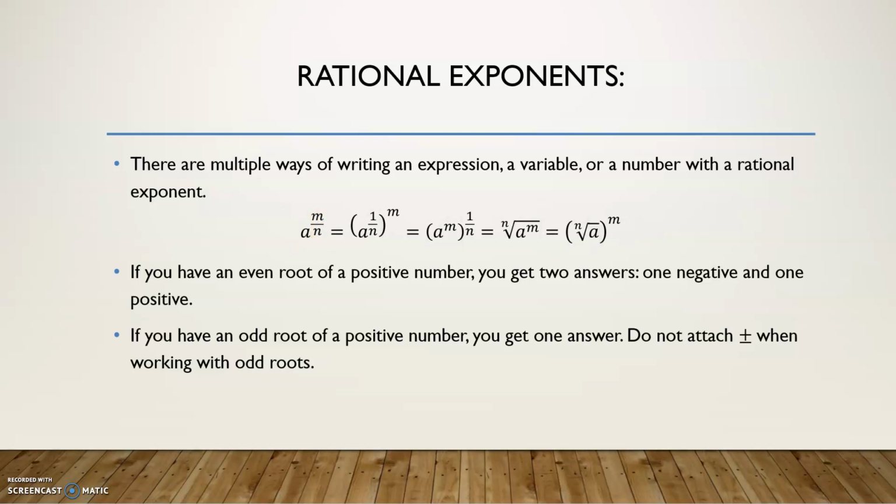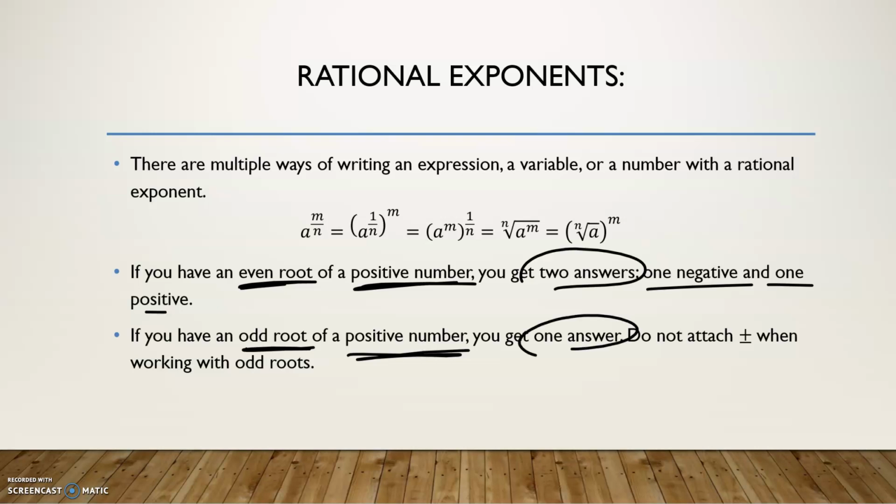If you have an even root of a positive number, you're going to get two answers, one negative and one positive. If you have an odd root of a positive number, and it's talking about a positive number on the inside, under the radical, you will get one answer. Do not attach the positive or negative when working with odd roots.